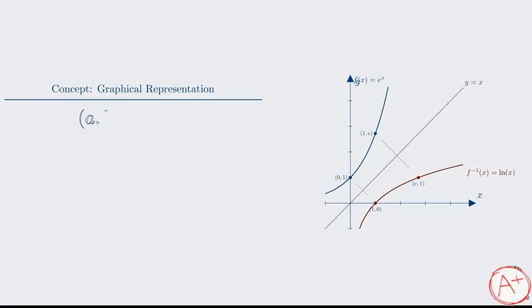Consider the exponential function f of x equals e to the power of x. It passes through 0, 1. Its inverse, the natural log of x, is reflected across the diagonal. Notice how the coordinates a, b on the original function become b, a on the inverse. 0, 1 becomes 1, 0. This reflection confirms that the functions undo each other.